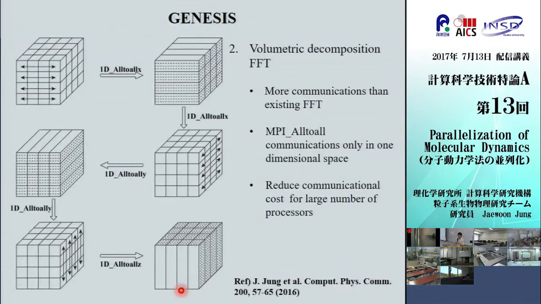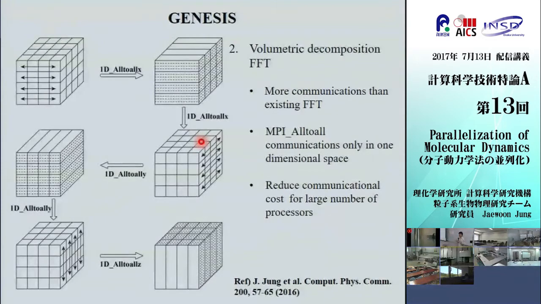So what is the good thing about this scheme? In fact, this scheme requires many communications: 1, 2, 3, 4, 5. Five communications are necessary. In the case of slab decomposition, 1 communication is necessary, and in pencil decomposition, you need only 2 communications. So compared to these schemes, this requires much more communication. But the number of processors involved in communication is much smaller. Here, the maximum number of processors involved in the communication is just 4, even though this is a global communication.